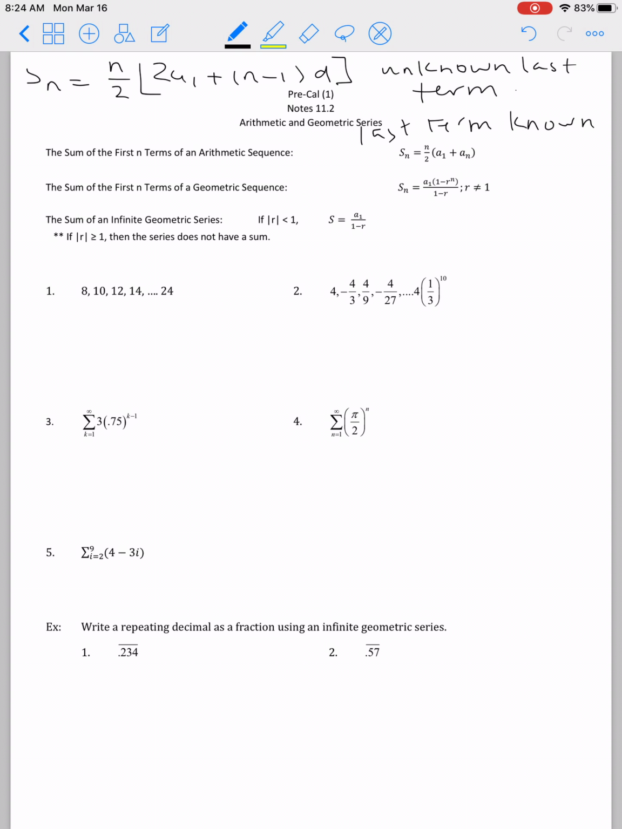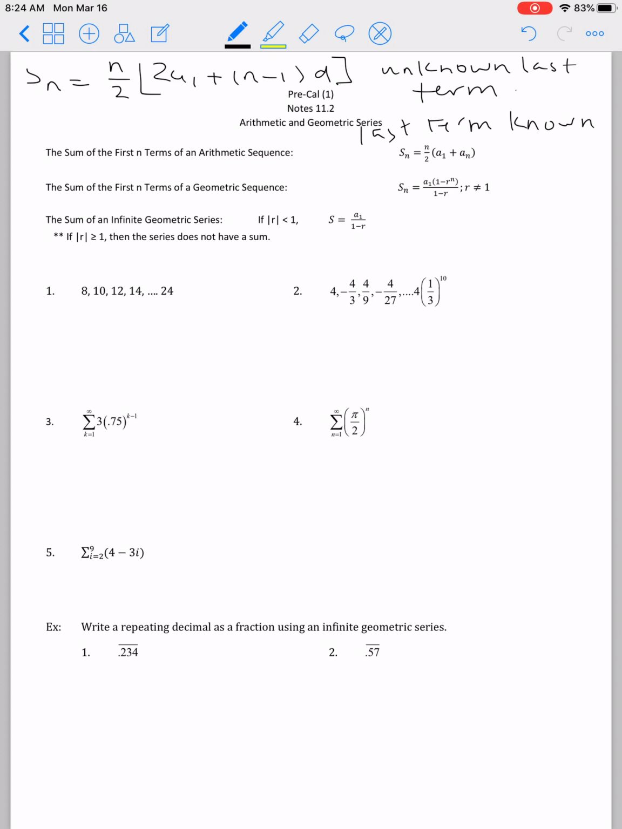And then we have our geometric one for a finite geometric, and then for an infinite. And when we get there, if the series has an absolute value of r greater than or equal to 1, there is no sum.